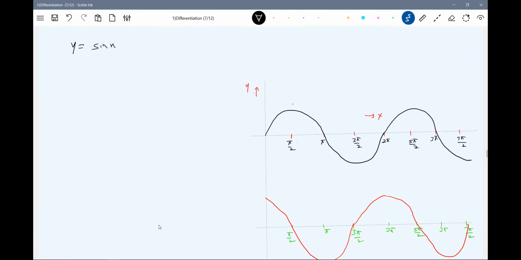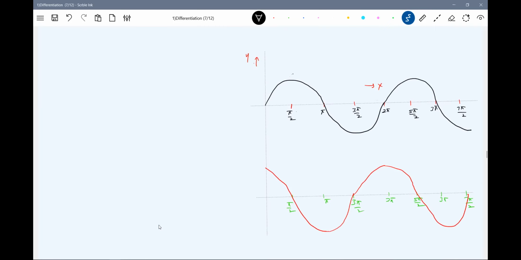Let me go for this one, y equal to sin x. Here I'll go for some other approach. This way, what is again the meaning of this is what we are trying to stress. I'll write it here.